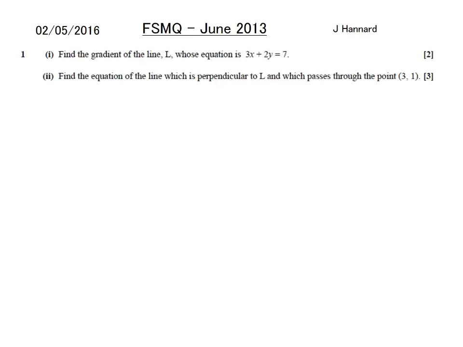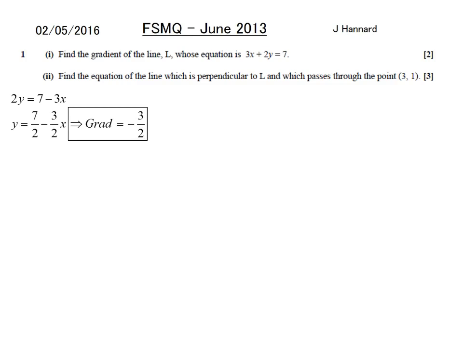Question 1. Find the gradient of the line L, whose equation is 3x plus 2y equals 7. One of the easiest questions I've actually ever seen on the FSMQ paper. Rearrange to get that, divide both sides by 2. Your gradient is therefore minus 3/2. So that's just grade C, GCSE, grade B, something like that.